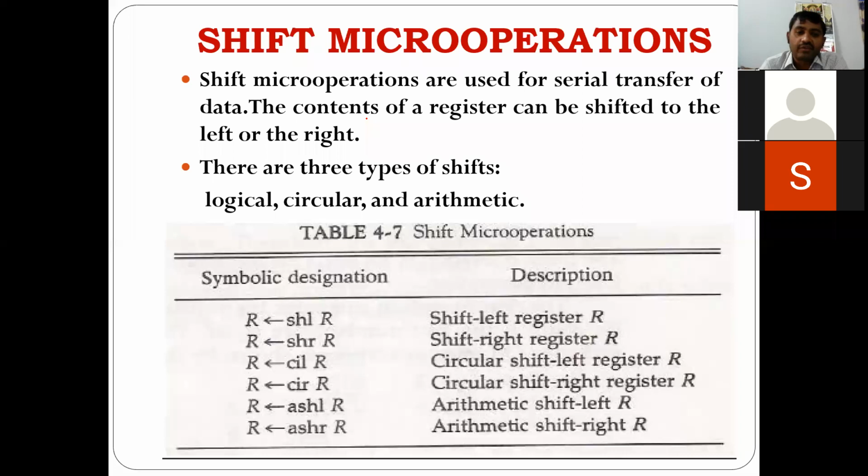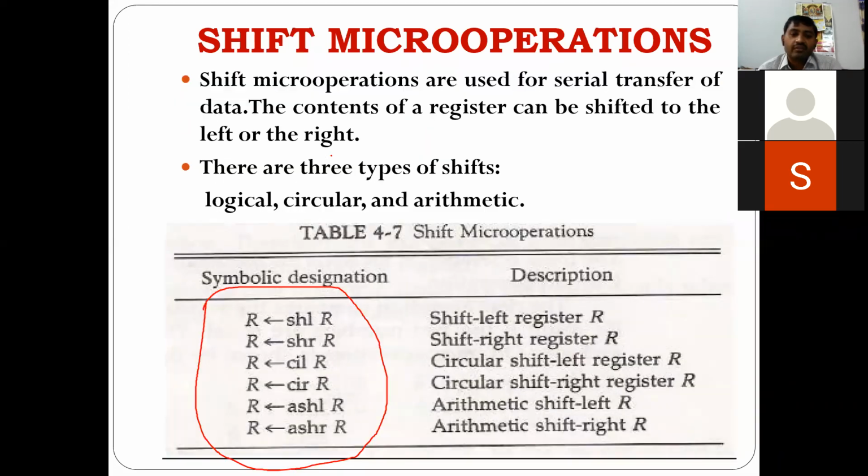Coming on to the shift micro operations. The shift micro operations are very important and very easy as well. So shift left, shift right, circular shift left, circular shift right, arithmetic shift left and arithmetic shift right. These are the things that you need to remember in the examination. If they ask you to write a note on shift micro operations, you need to take an example and explain. So we'll be going one by one.